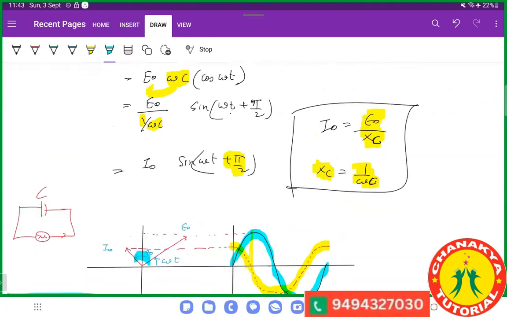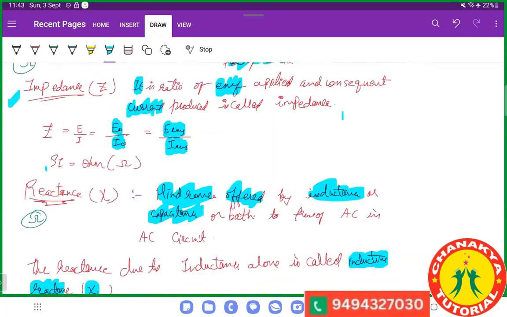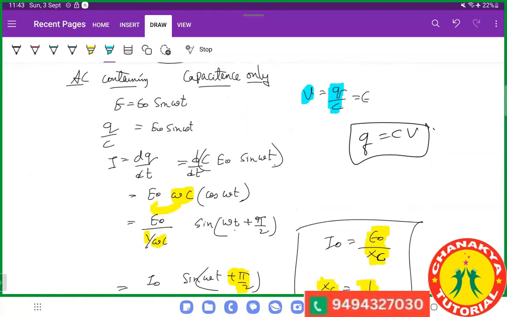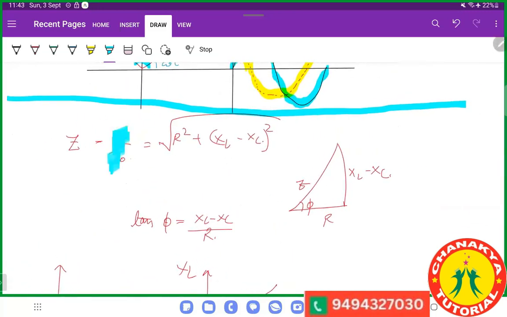So next here, we will talk about impedance. Impedance we wrote here, Z equals E naught by I naught. And Z is also equal to, if this was in the same phase, and this were either increasing or decreasing. Now these values may differ. Either XL may be more or XC might be more. So it depends upon the question. No need to worry about that. Just go with this simple formula.